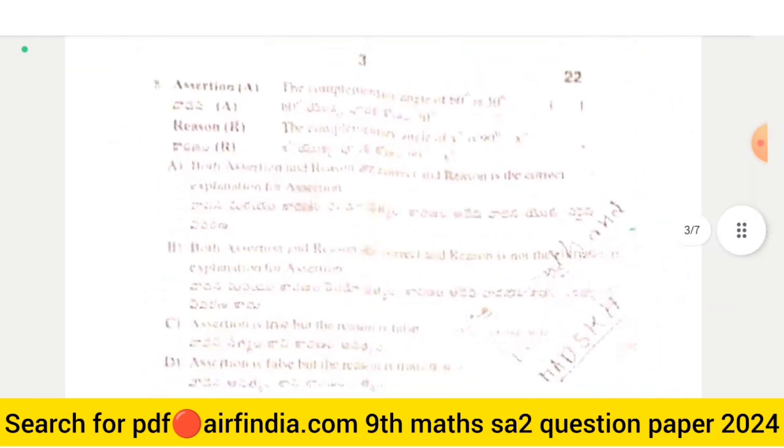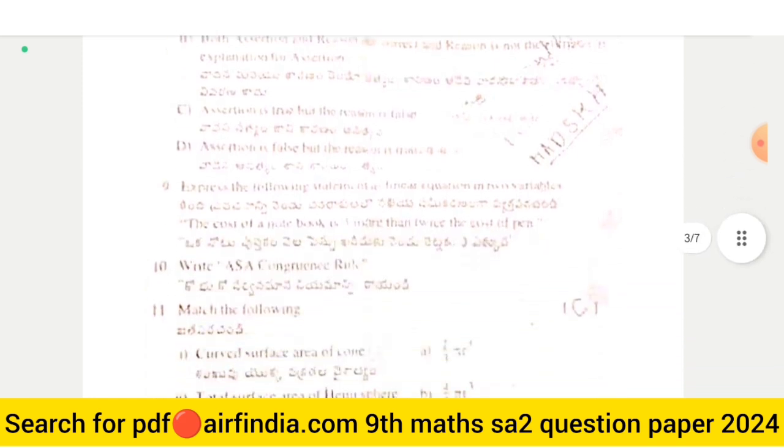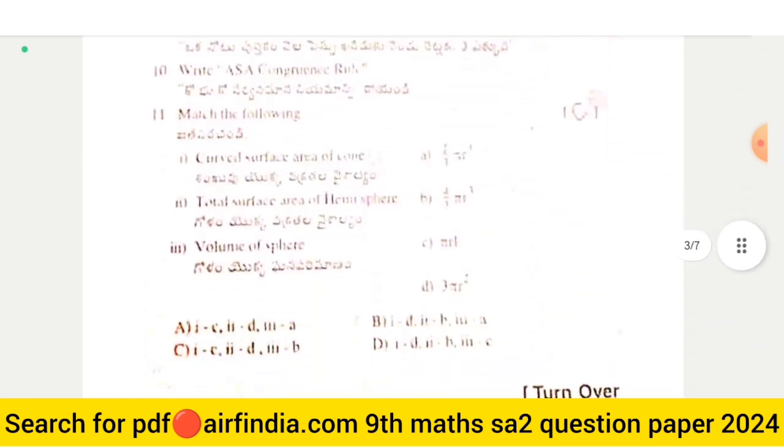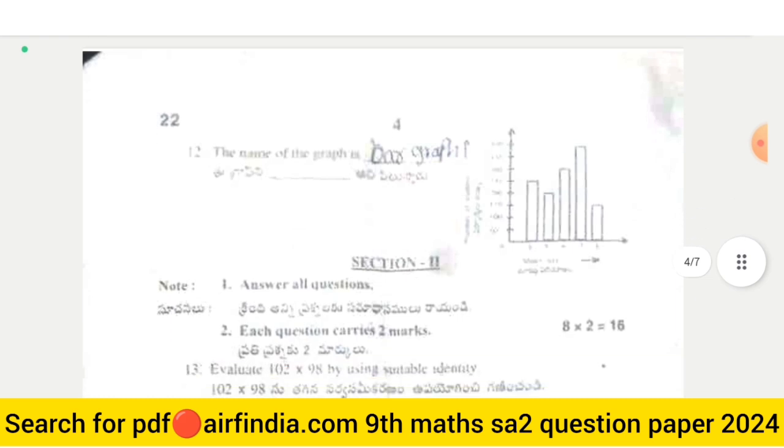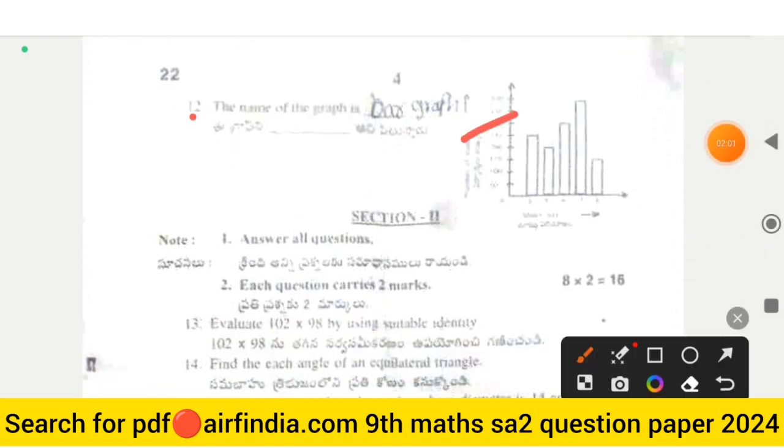Okay, the next page, number 3. The picture is not clear, but in the next video I will show you clear pictures. Okay, so this is question 11, and this is page number 4. This is a bar graph. The name of the graph is bar graph.